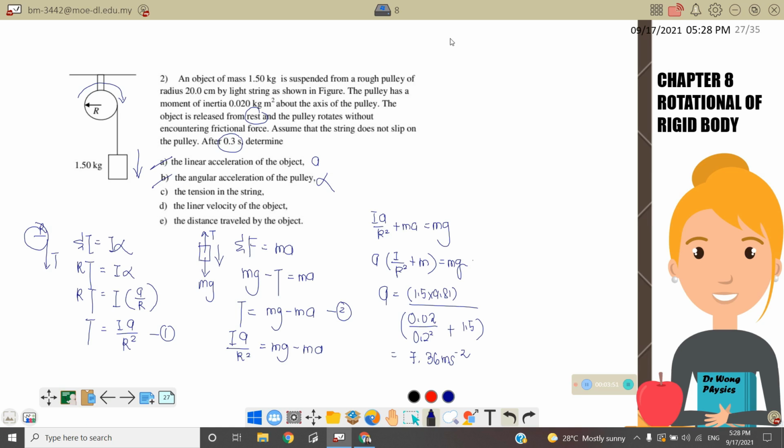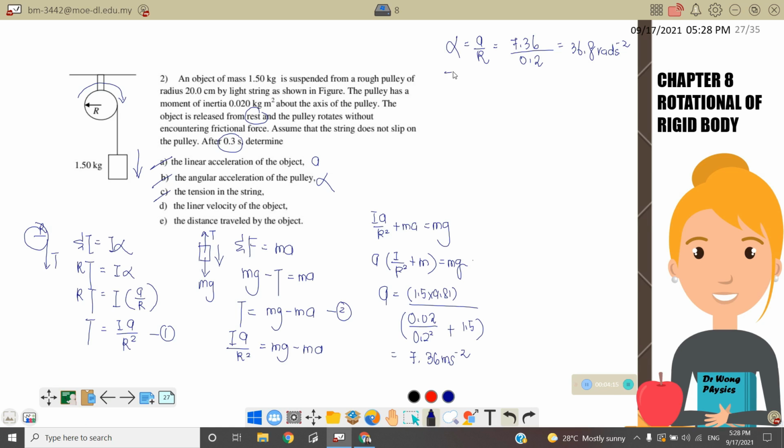Okay, B. We know that alpha equals a over r. So after we get the linear acceleration 7.36, we divide by the radius 0.2. So therefore, angular acceleration is equal to 36.8 radian per second squared. C. Find the tension.